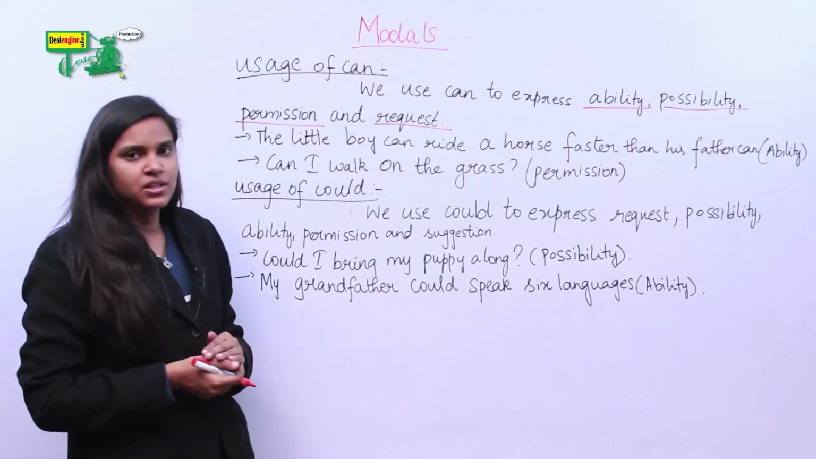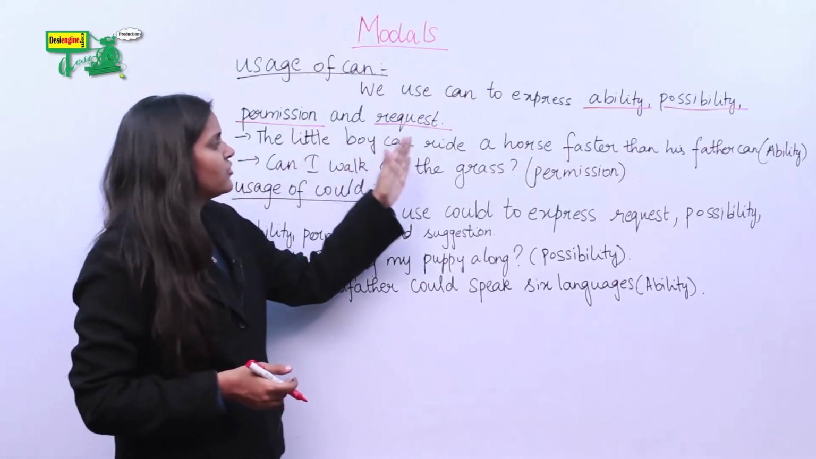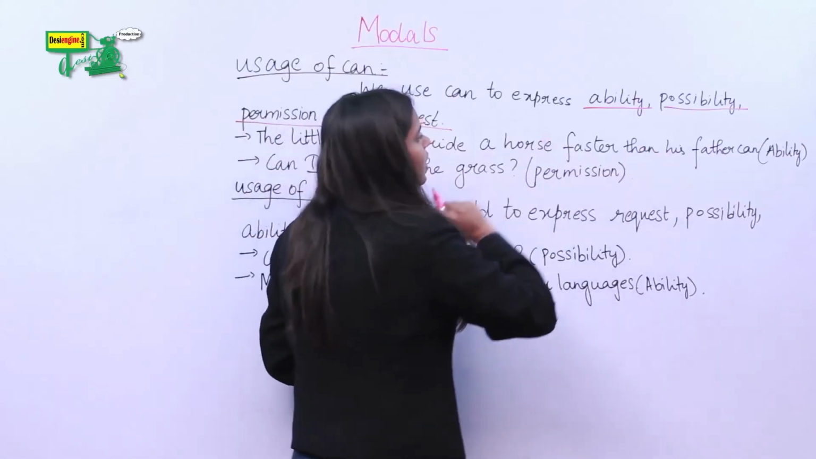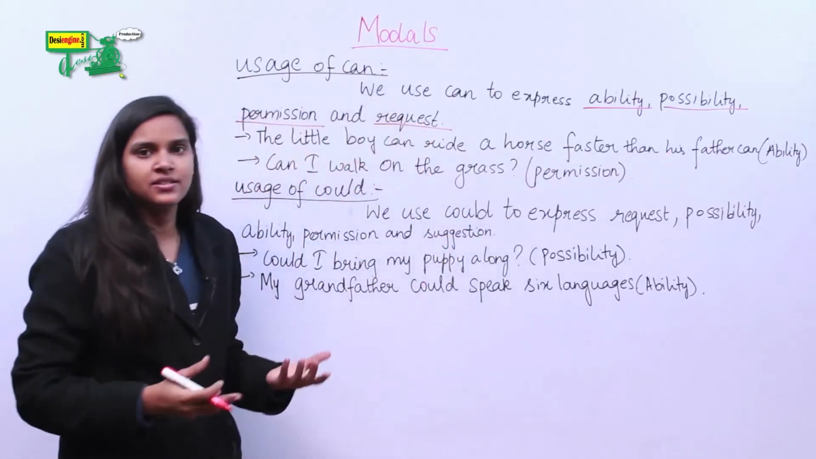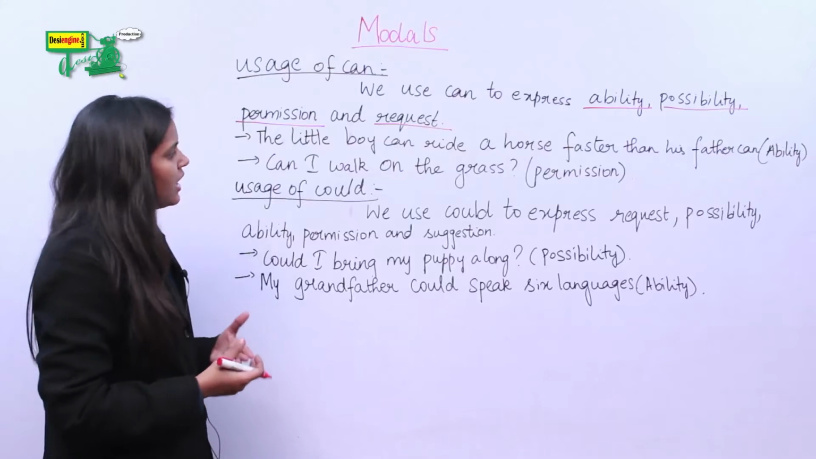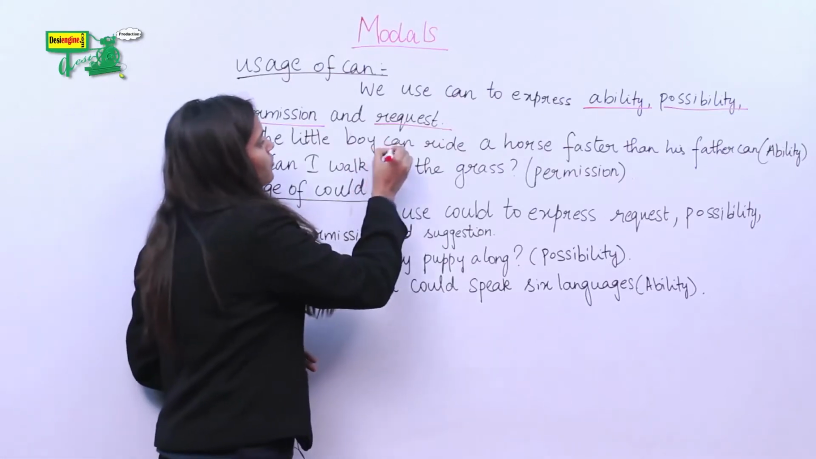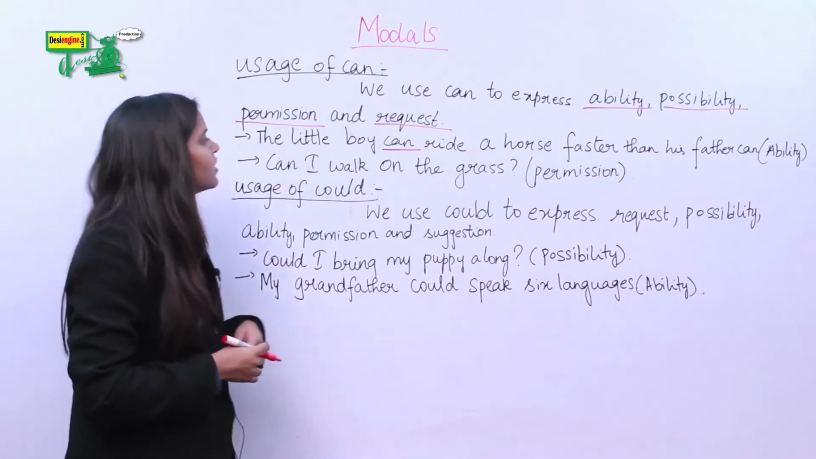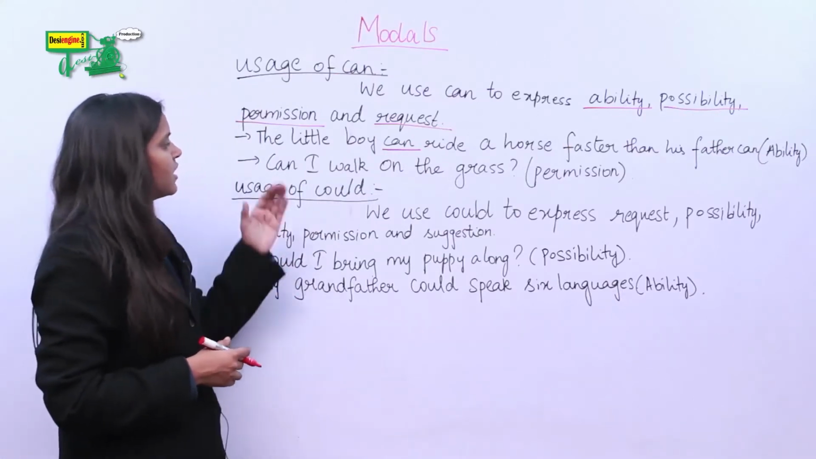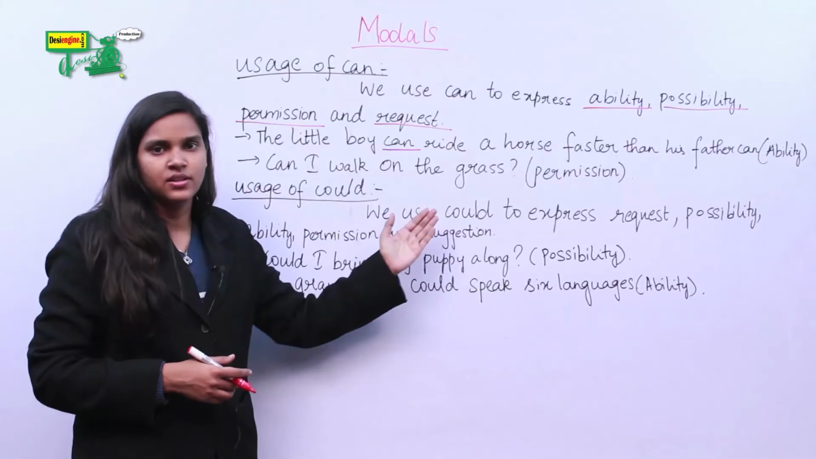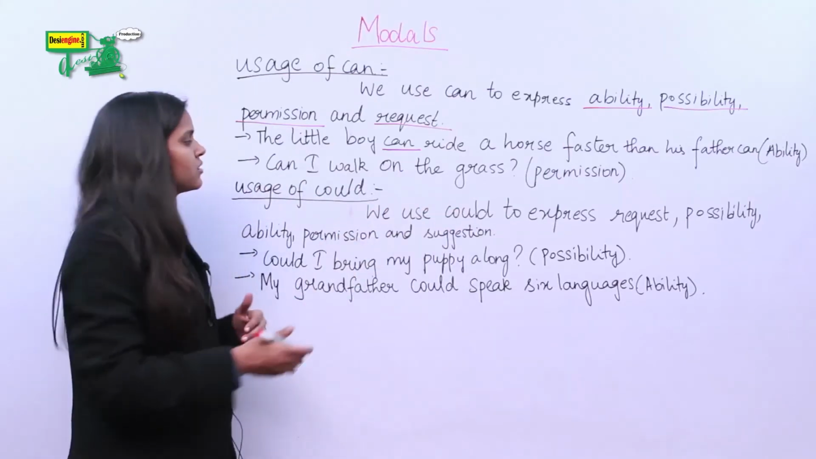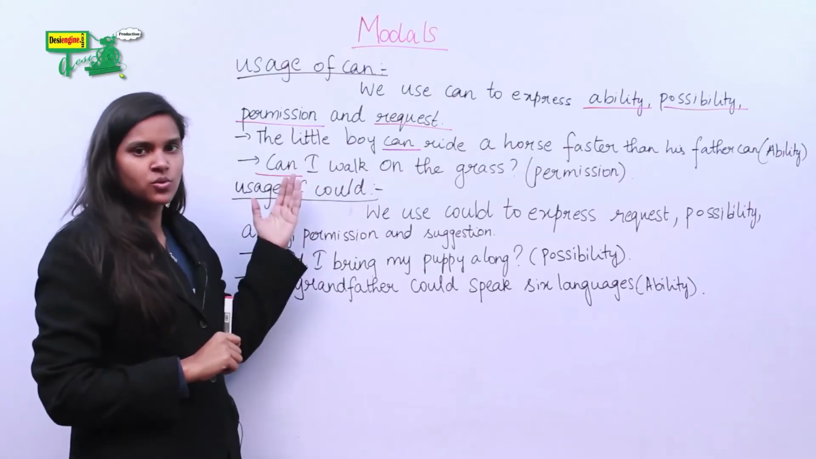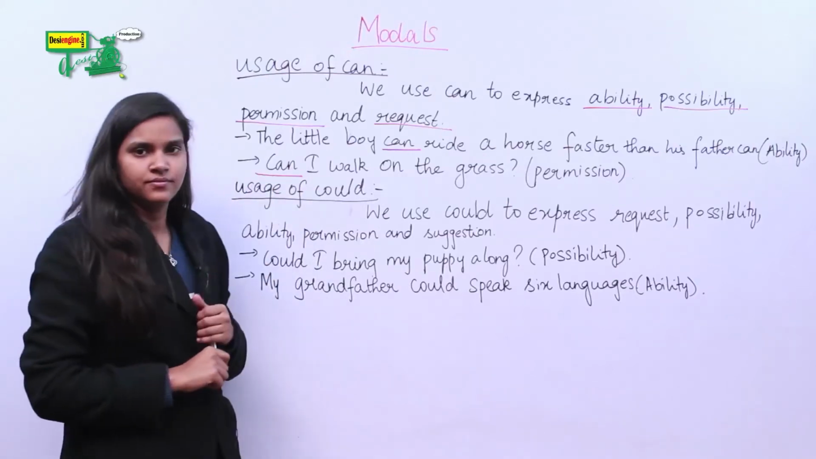The first example is, the little boy can ride a horse faster than his father can. This is an example of ability and usage of the modal verb can. The next one is, can I walk on the grass? This is a permission. And we are using the modal verb can.